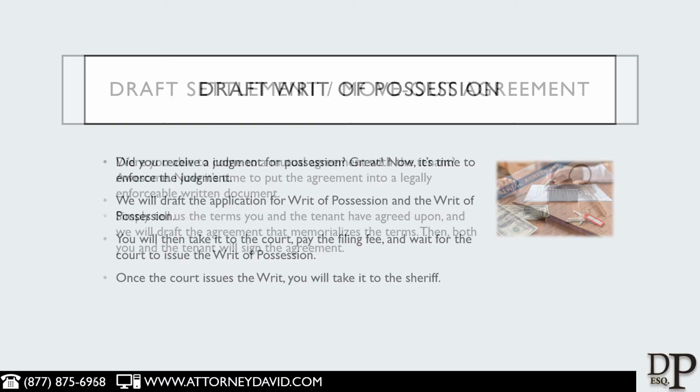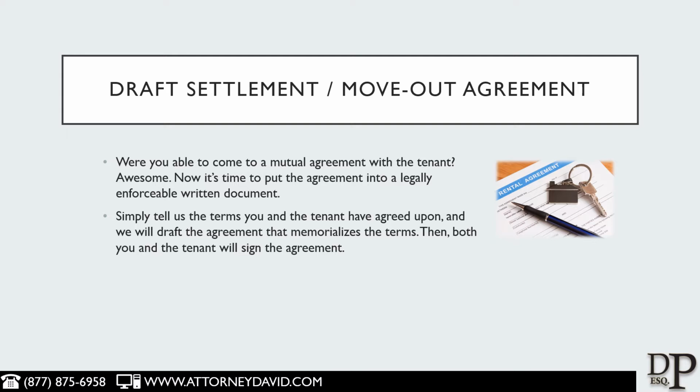We can also draft a settlement or a move-out agreement if during the eviction process, both you and your tenant agree to a move-out plan or a payment plan or a combination of both. Then we can draft the legally enforceable written document that would spell out the terms of the agreement that you've reached with your tenant. And then if a party fails to honor that agreement at a future date, then you can use this document in court to assist you in the future if either party decides not to honor the terms of the agreement.